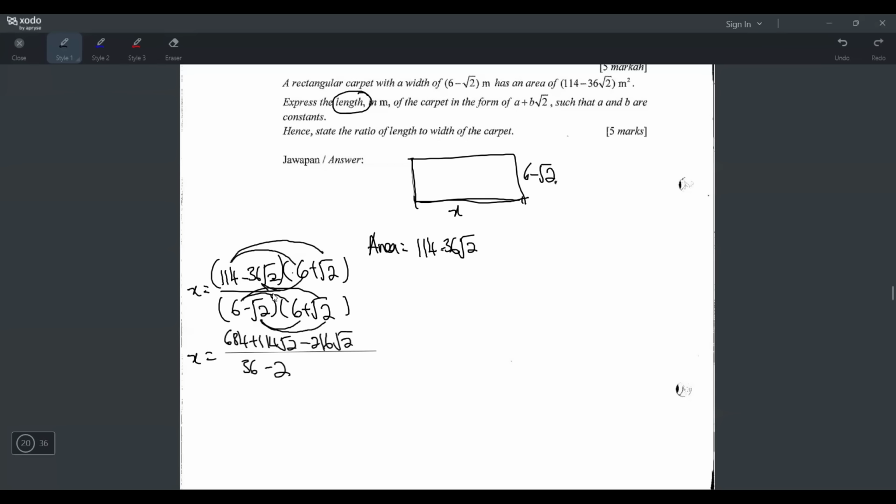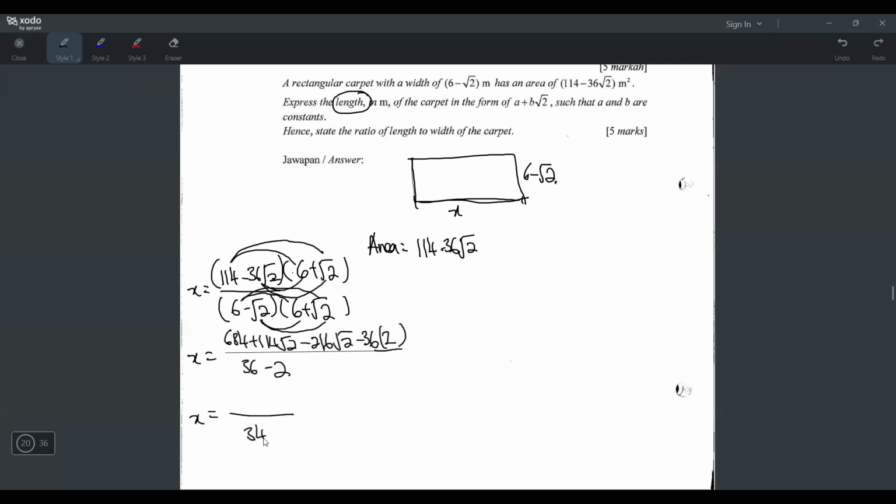Okay, next one. Negative 36 square root 2 times square root 2. Okay, number hanya boleh darab number, square root hanya boleh darab square root. So the negative 36, nothing will happen. But the square root 2 boleh darab dengan square root 2 dapat 2. But make sure you put bracket like this.